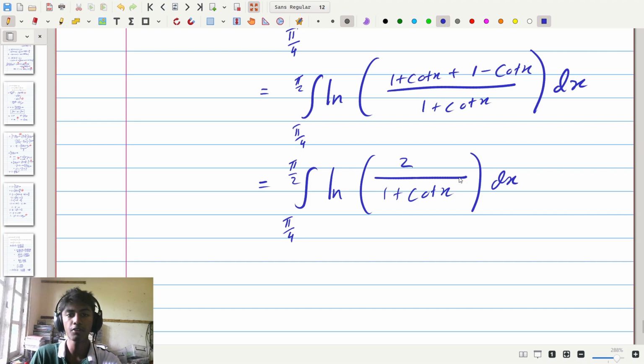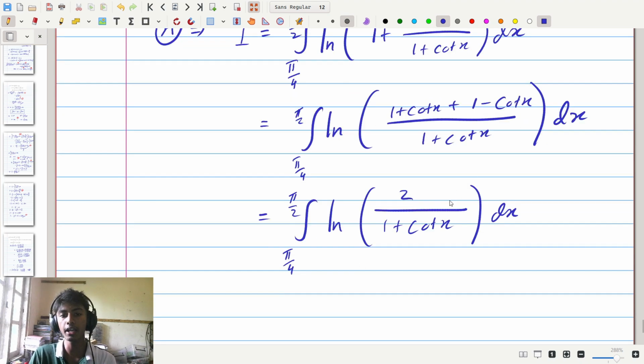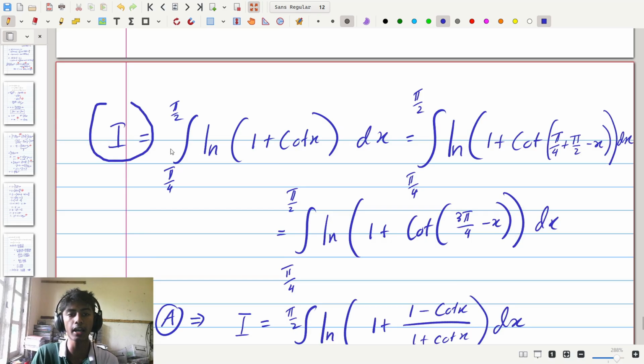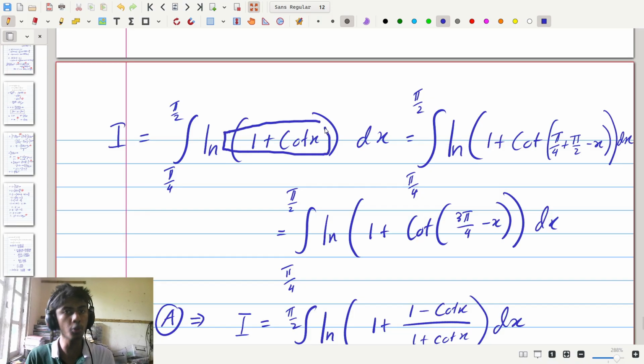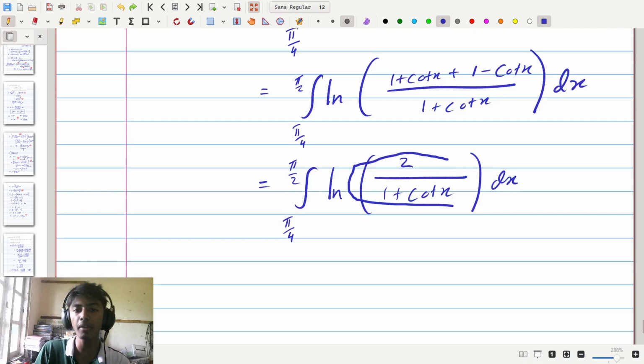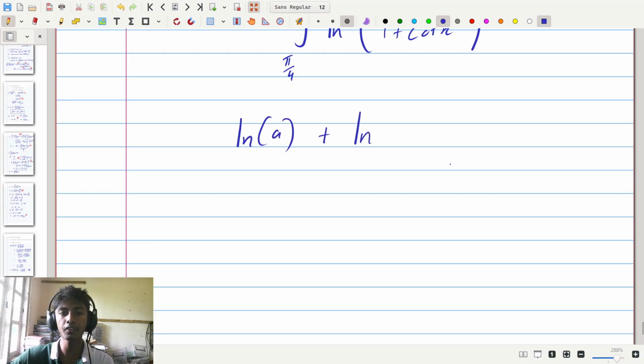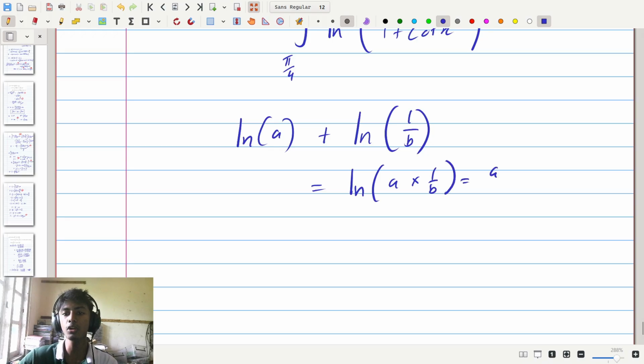Now at this point, we have to be a little bit clever. We have to realize that over here we have the natural logarithm of 2 divided by 1 plus cot x as the integral I. And back here we had the integral I being equal to that same limits of natural logarithm of 1 plus cot x. So here we can see we have 1 plus cot x on the numerator, but here we have 1 plus cot x on the denominator. We need to also realize that if you have the logarithm of a and you add to that logarithm of 1 over b, this is going to be equal to the logarithm of a times 1 over b, which is equal to a over b.